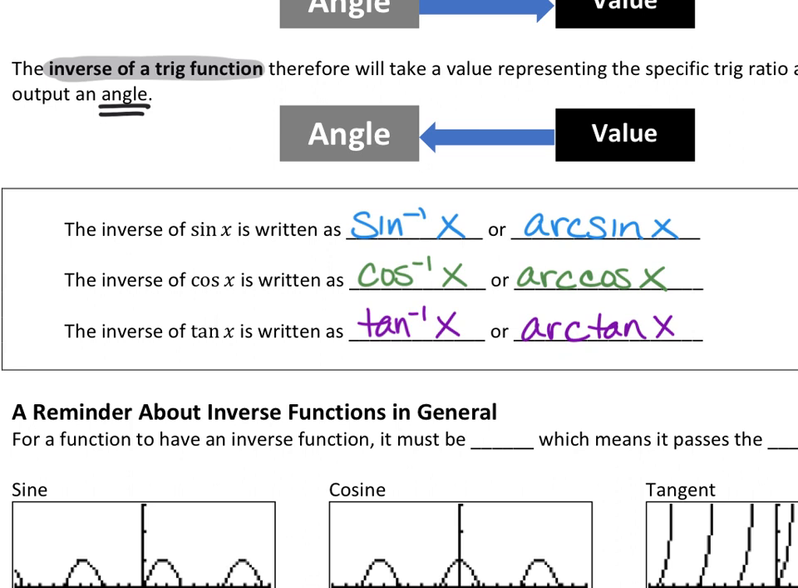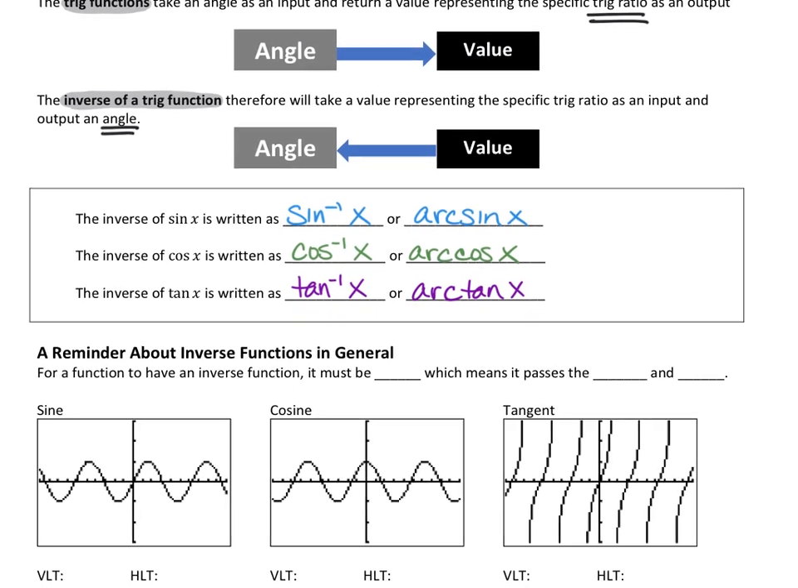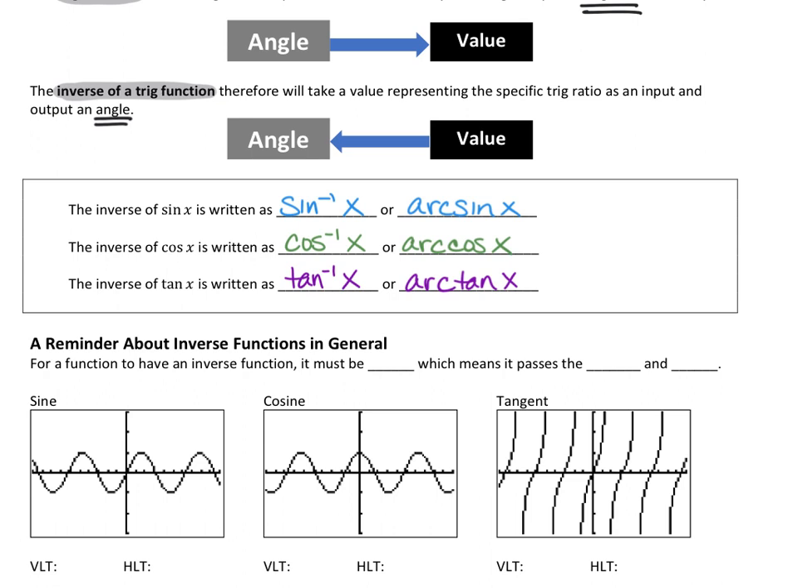But just a quick reminder about inverses in general. When we studied inverses in September, we said that inverses must be what's called 1-to-1, which means it passes both the vertical line test and the horizontal line test. So let's perform those tests for these.